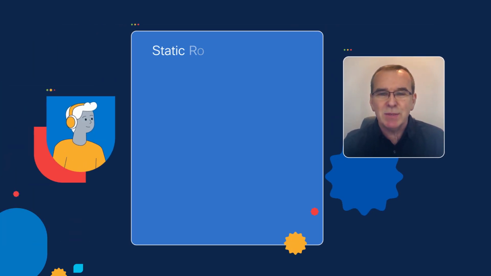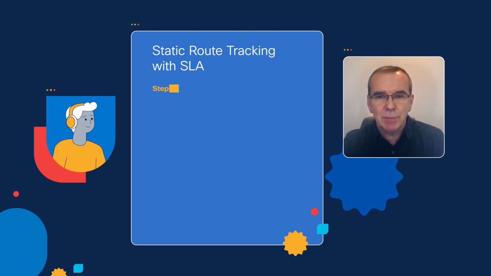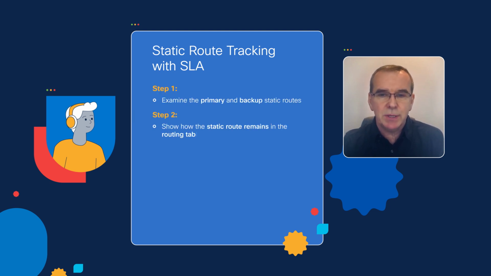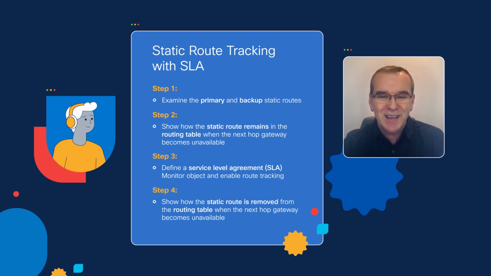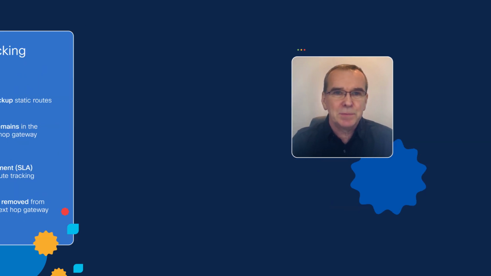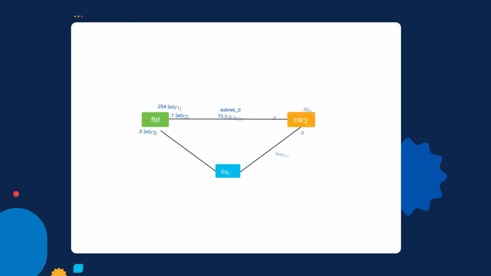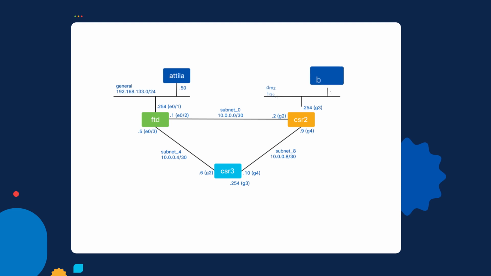The static route tracking feature is a way of monitoring the route and installing a backup if the primary route becomes unavailable. In this demonstration, we're going to start by examining the primary and static backup routes. We're going to show how the static route remains in the routing table when the next hop gateway becomes unavailable. We're going to define a service level agreement monitor object and associate that with the primary route using the route tracking feature. And then finally show how the static route is removed from the routing table when the next hop gateway becomes unavailable. So let's take a look at the demonstration environment.